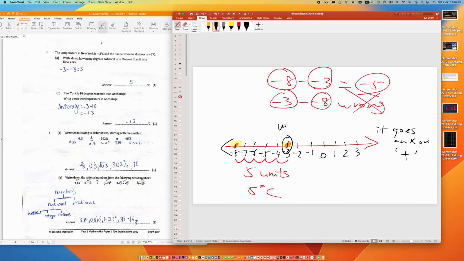Yes, because this is considered warmer. Negative is considered warmer, even though negative 3 is actually quite cold already. Minus 0 degrees, that one is even colder in a way. So you have to go 10 units. So 1, 2, 3, 4, 5. It looks like you have to extend this in order to fit that one in.